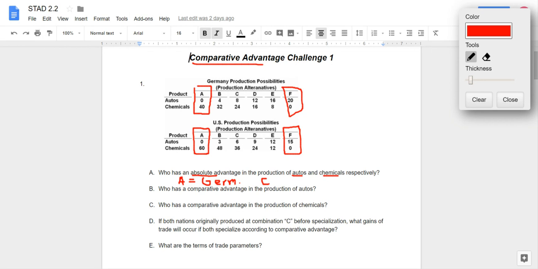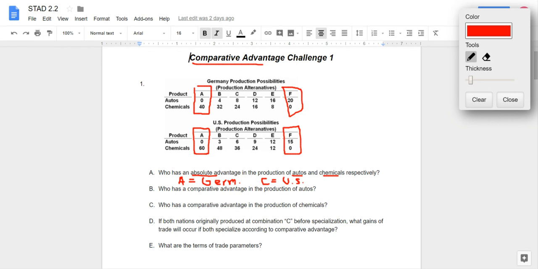Next, I'm going to look at chemicals. Who has an absolute advantage for chemicals? So that's the other side of it. We're on A, right? We're looking at if I produce no autos and just chemicals, who can produce more? So here, Germany can produce 40 chemicals if they produce no autos, and the United States can produce 60 chemicals. So the United States is actually our absolute advantage right there.